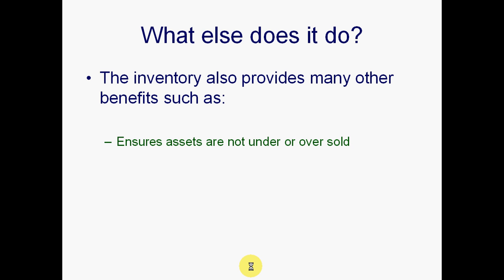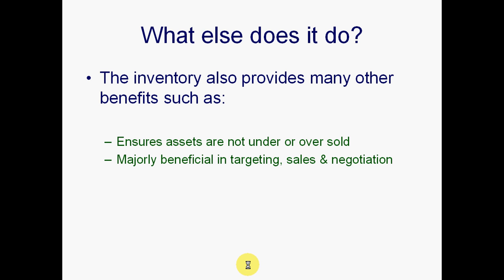One of those is that it ensures our assets are not undersold, or maybe worse, oversold. For example, if we sell more signage space than we actually have, that can get us into all sorts of trouble. It also provides major benefits when we get to the targeting and sales and negotiation stages of the sponsorship process. And it provides a record for new staff coming in of suppliers and the calculations and methods used for valuing our assets. And there are others as well, and we'll get to those as we go through the lectures.